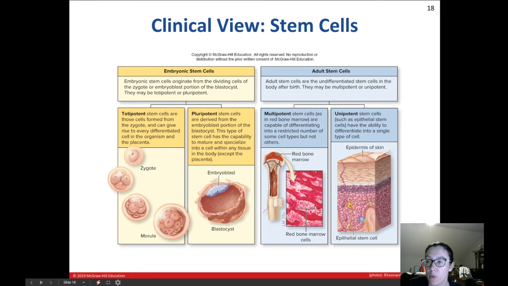Usually they're related to one another. They're kind of similar. Whereas a unipotent stem cell, this is like an epithelial stem cell, they have the ability to differentiate into a single type of cell. So like here, down in the stratum basale, we'll talk about this in the next chapter, we have all these little cells here that are constantly dividing to replace your skin. They're stem cells, they can always divide, but they're always going to become skin cells. They're not going to be able to turn into something else.